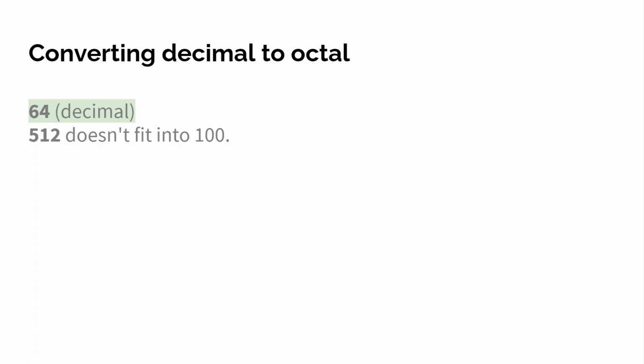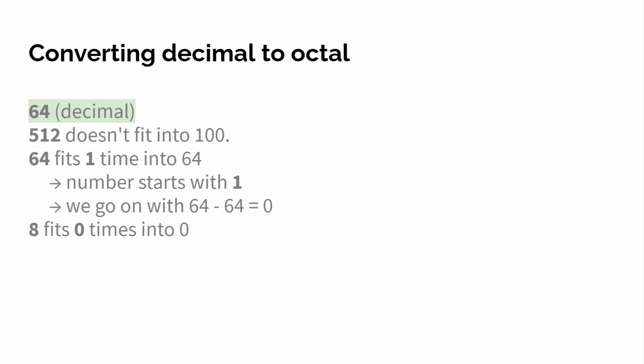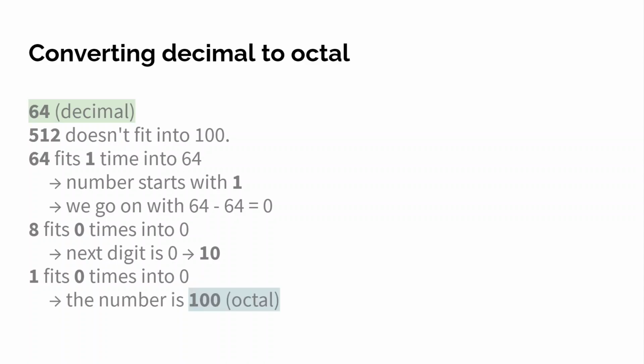512 doesn't fit into 100, so we ignore it. 64 fits 1 time into 64, so we know our number starts with 1. We go on with 0 because 64 minus 64 is 0. Even though we have 0, we don't stop. We go on with the next lower number. 8 fits 0 times into 0, so the next digit is 0, so we have 1, 0. Again, 1 fits 0 times into 0, so we know that our number must be 100, because 1, 0, 0. So 100 in octal is 64 in decimal.